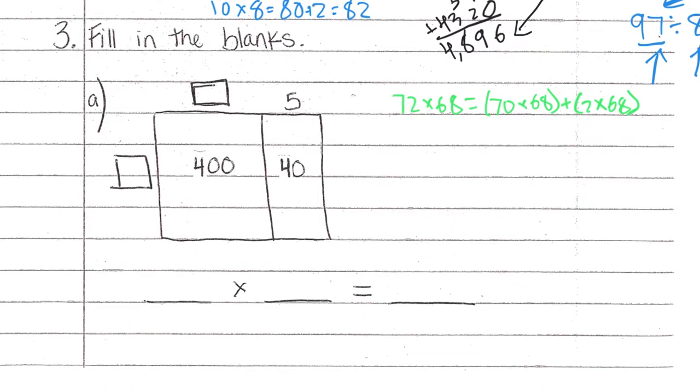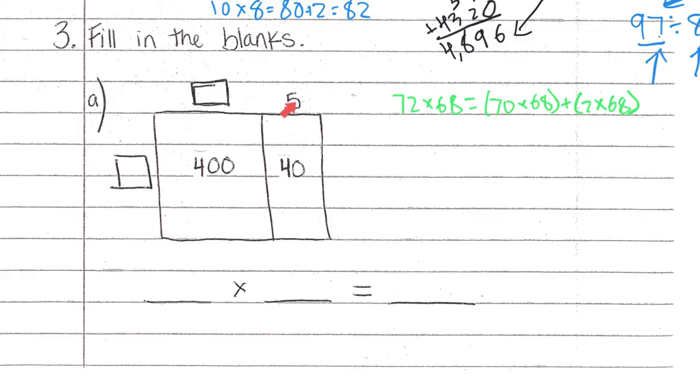Okay, we have some fill in the blanks here. It looks like they're trying to use the area model to find the area of a rectangle by breaking it up into friendly numbers. Okay, how do I know that? Because I have areas written in the middle and I have dimensions written on the side. Okay, so we are going to ask ourselves this question.